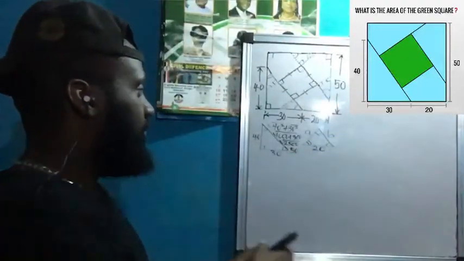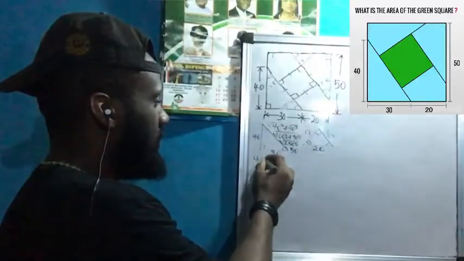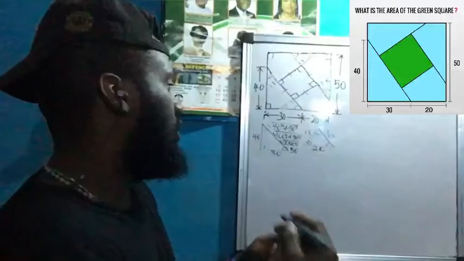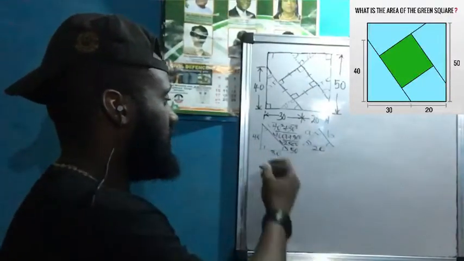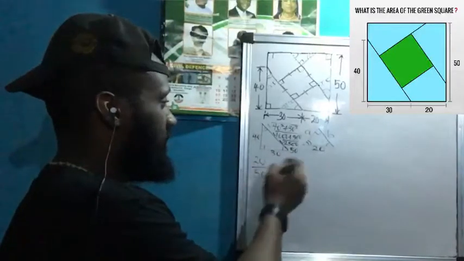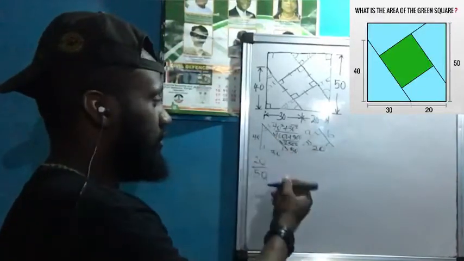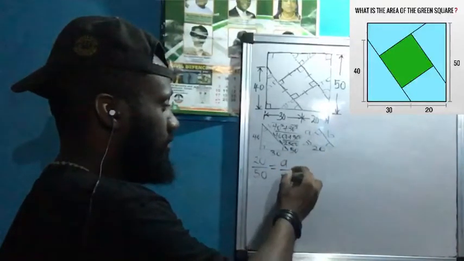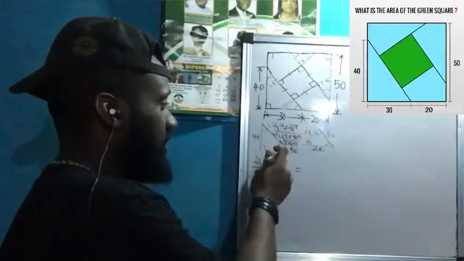So when you do the ratio of the corresponding sides, that will be like 20 over 50, this hypotenuse over this hypotenuse. It will give you this side over this side, which is the same thing as this side over this side.